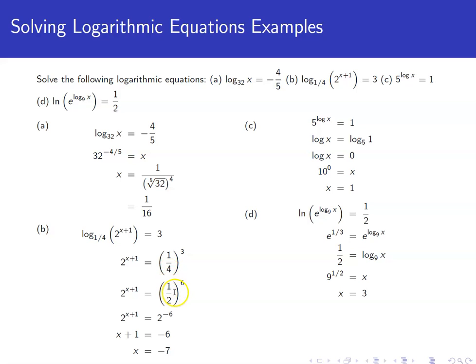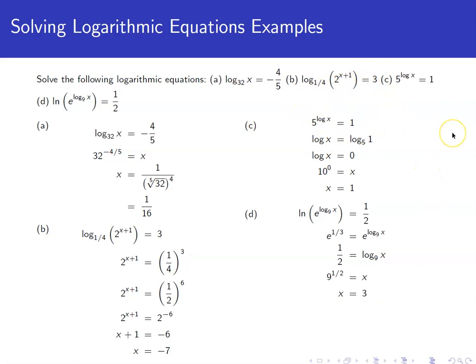1/4 is the same thing as 1/2 squared. So this becomes 1/2 to the 6th. We can take the reciprocal of this by using a negative exponent. So now we've got the equation 2 to the x plus 1 equals 2 to the negative 6. We can now equate exponents and get x plus 1 equals negative 6. Or finally, x equals negative 7.